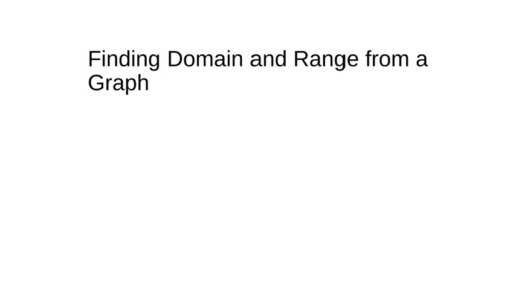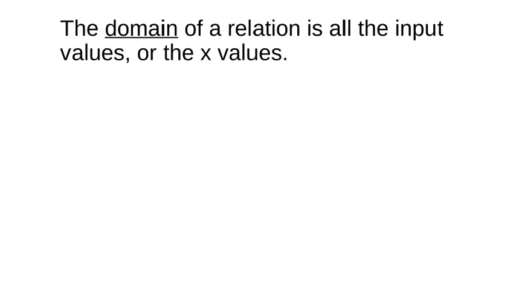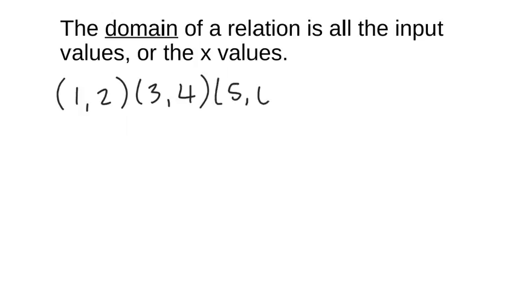Alright, this is the finding domain and range from a graph video. The domain of a relation is all the input values or the x values. So we've done a list of points, like so, and we said the domain was the x values, so that would be 1, 3, and 5.